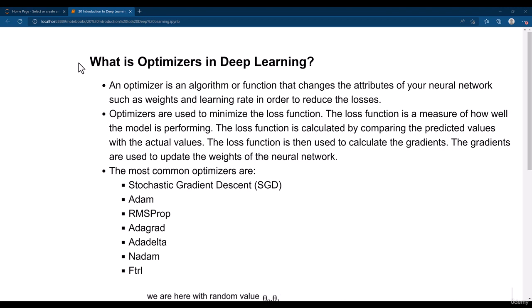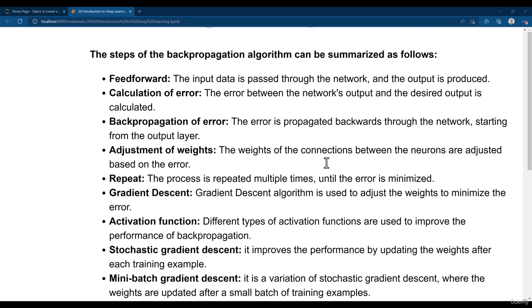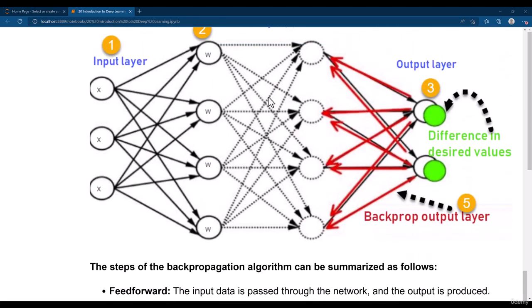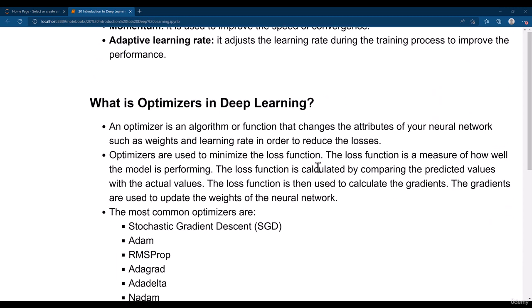Alright, let's go ahead and see what the optimizers in deep learning are. In the previous lesson, I told you the momentum is used to improve the speed of convergence. So the momentum says how fast your model is converging. That is also known as the optimizers. In fact, optimizers are a function which improves the convergence rate.